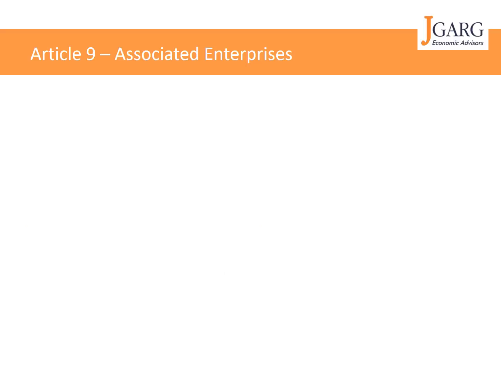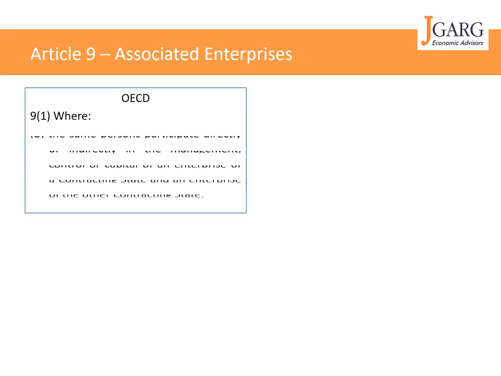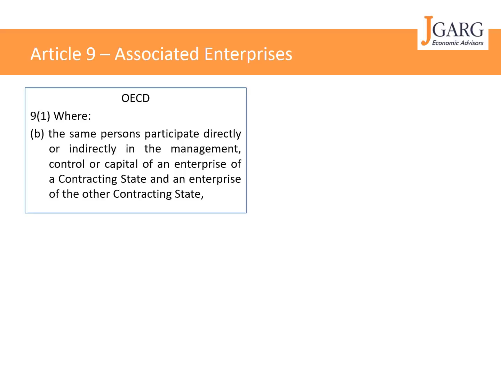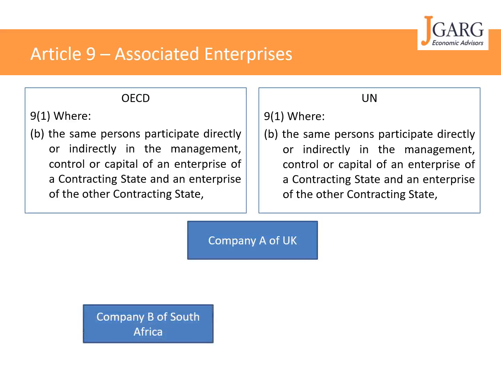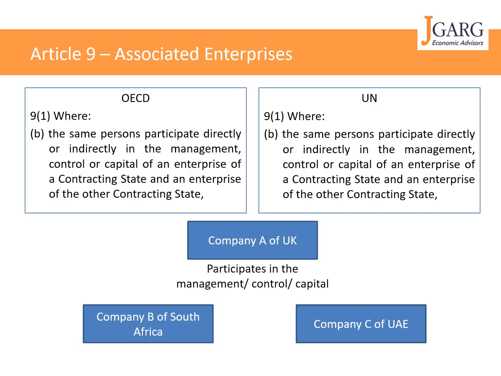Now let's see what para B of Article 9.1 says. The same person participates directly or indirectly in the management, control or capital of an enterprise of a contracting state and an enterprise of the other contracting state. We have similar wordings in the United Nations Model Tax Convention. So it is company A of UK, we have company B of South Africa and company C of UAE. Now company A participates in the management, control or capital directly or indirectly in both the companies. So company B and company C would be called associated enterprises.